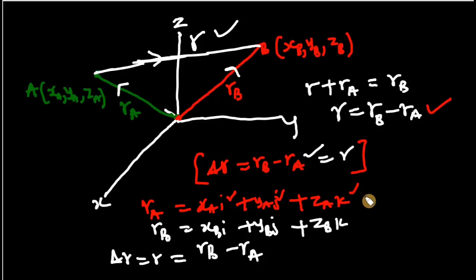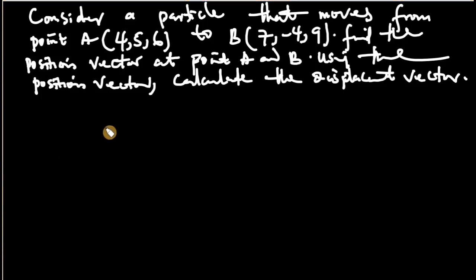So let us solve an example problem. The problem says consider a particle that moves in these directions, okay, that moves from point A to point B. Find the position vector at point A and B. Using this position vector, calculate the displacement vector.